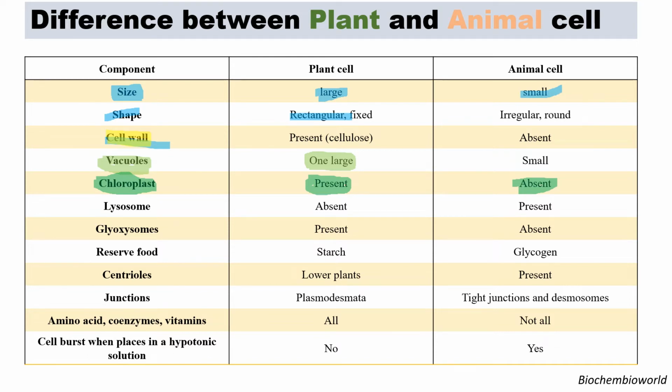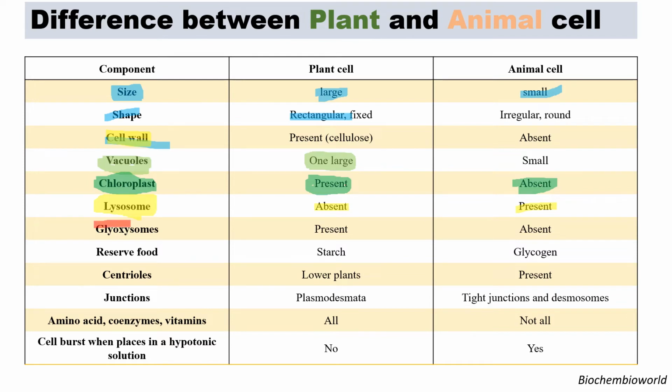Next comes the point lysosomes. Lysosomes are the suicidal bags. That is, anything which goes out of order is sent into these lysosomes. It is a place where, we can say, breakdown of something is taking place. If something is malfunctioning, a particular organelle is malfunctioning, they just throw it in the lysosome. Plant cells are lacking lysosomes. Animal cells have lysosomes.